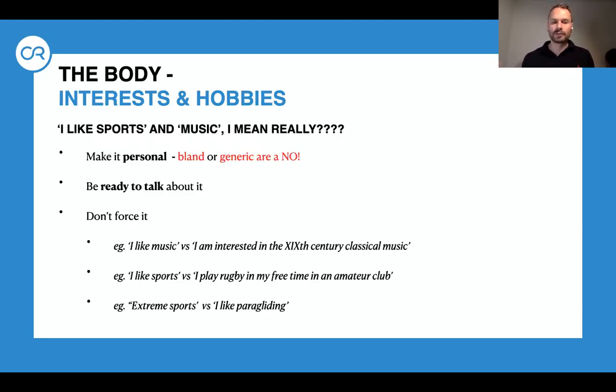For example, I have examples here. Instead of saying I like music, if you really like a specific kind of music, put it in: I'm interested in 19th century classical music. Or I like sports, really? I mean, watching, doing? I play rugby in my free time in an amateur club. Extreme sports, be specific: I like paragliding. The reason is also that you should be ready to talk about this. Do not come up with an interest that you don't really follow through, because if you get asked about this in the interview, it obviously doesn't work in your favor. So make it personal, be ready to talk about it, and do not force it.